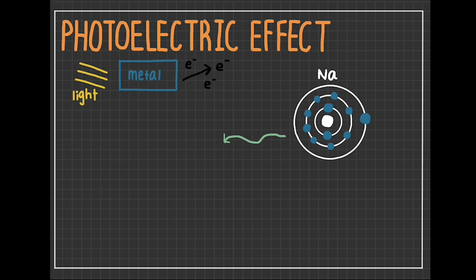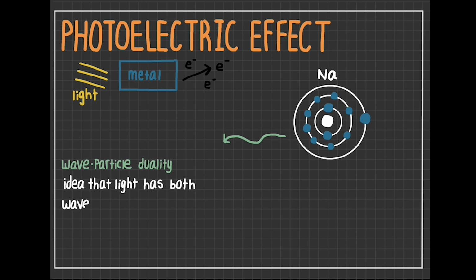This idea requires one to view light as a stream of individual particles, rather than a single wave. This is why light has been given the name wave-particle duality, the idea that light has both wave and particle-like qualities.